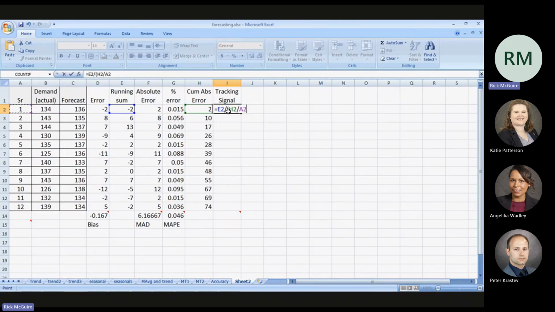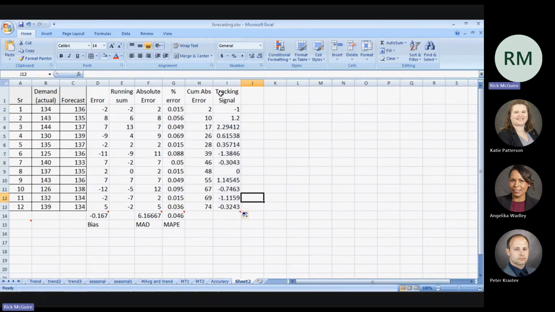So it's 1. We'll use the serial number here to help us make the formula easier and drag. So it's minus 1, because it's minus 2 divided by 2. 2 divided by 1 is the MAD at this point, and I can drag the formula here to get a tracking signal at various points. So some firms set up quality control policies that tracking signal should not go above a certain value.